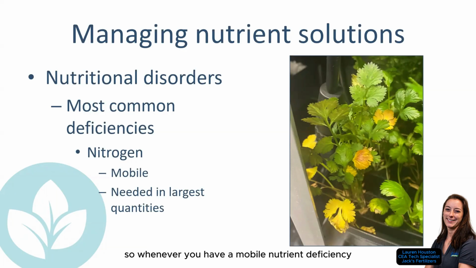So whenever you have a mobile nutrient deficiency, you're going to see the deficiencies in the older leaves first. This is an example of some hydroponic parsley that was experiencing a nitrogen deficiency, and you can see those older leaves at the bottom really dramatically turning yellow, but the newer growing tissues seem almost healthy and fine. They're green, and that's because they're pulling all of the nitrogen from the older tissues into the newer tissues. But if there's no nitrogen applied at this particular stage, the entire plant is going to start to yellow and die back a little bit.